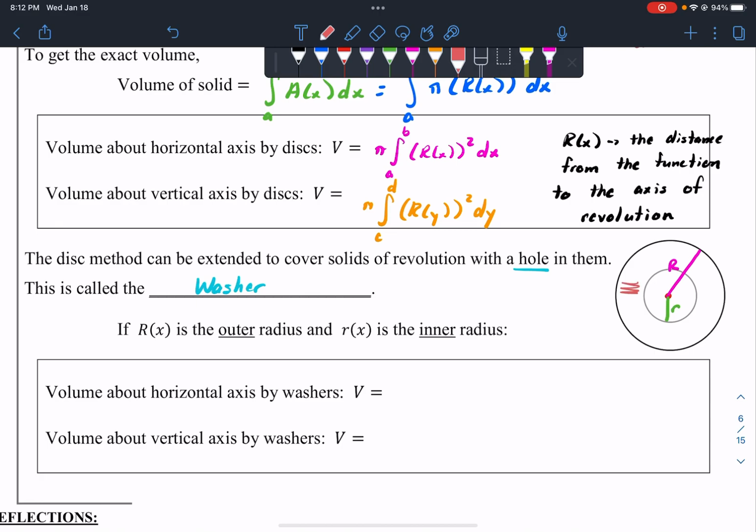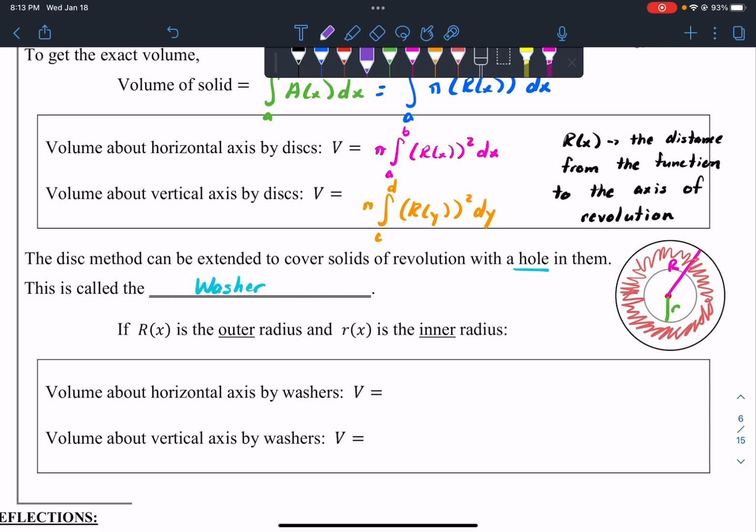And it looks kind of like this in 2D. Right? So it's got that hole, and that's what a washer looks like. It looks almost like a donut. Right? It's got that hole right there in the middle. So the idea is, if I'm going to find the volume using this method, there's going to be a hole in the middle. How do I find the area?